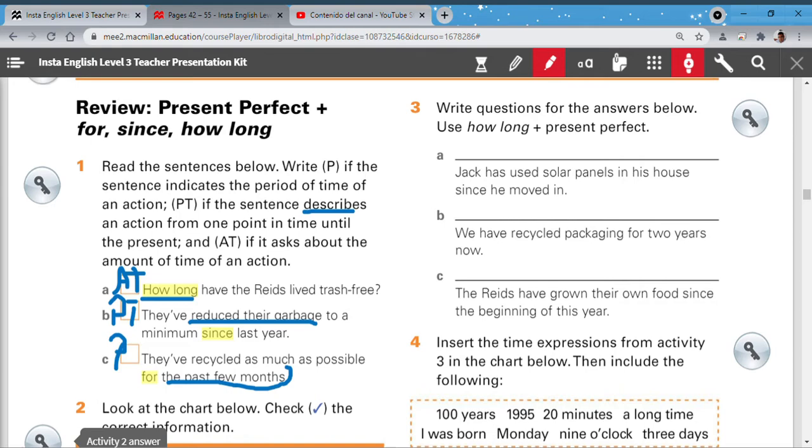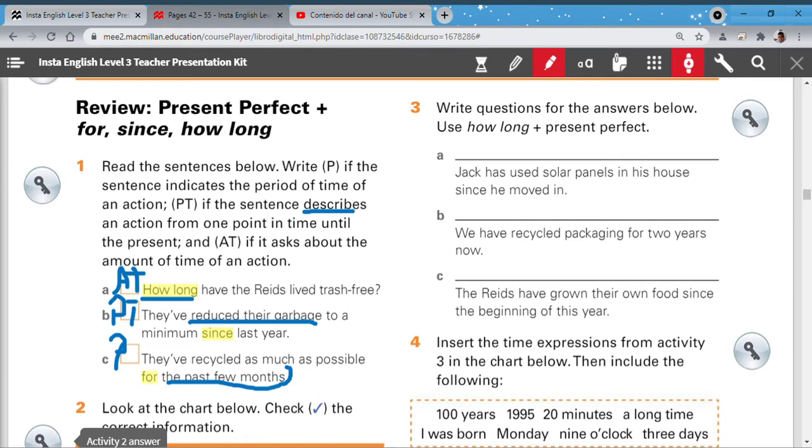Jack has? No. Has Jack. How long has Jack used solar panels in his house? Jack, and the answer is there, no? Jack has used solar panels in his house since he moved in.